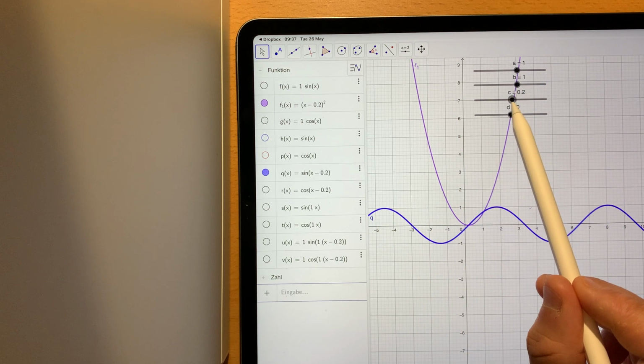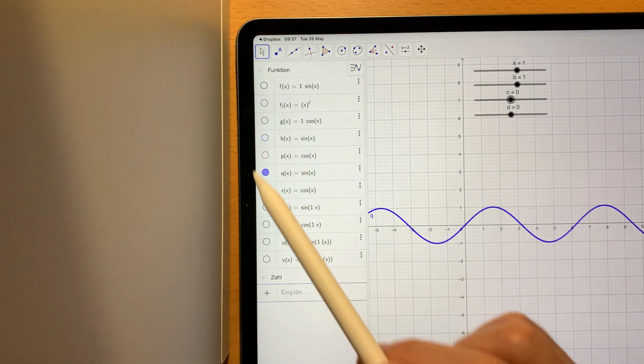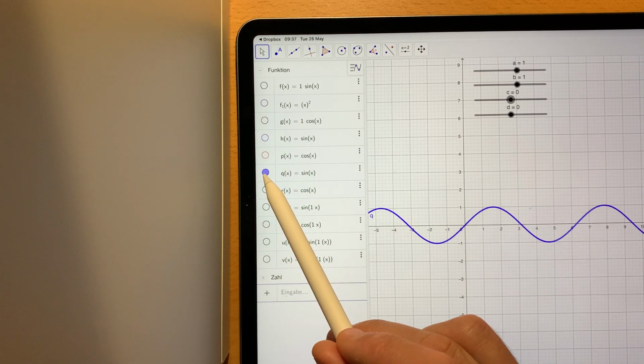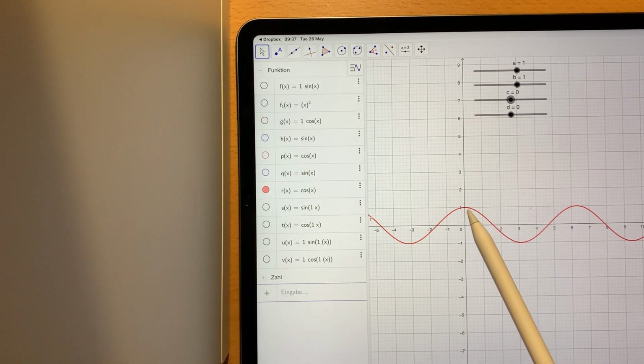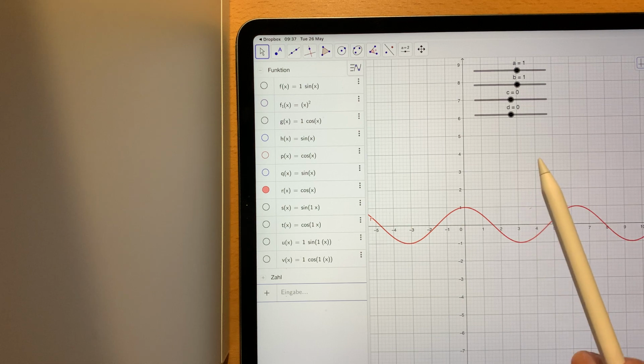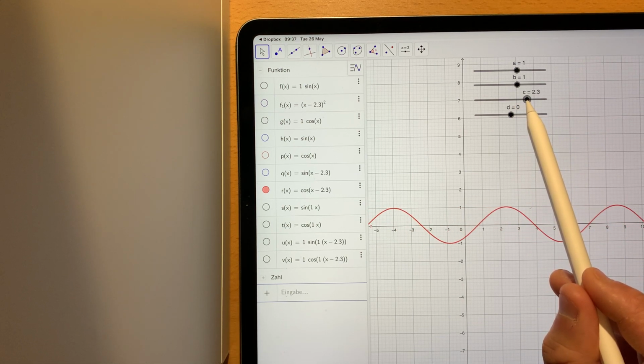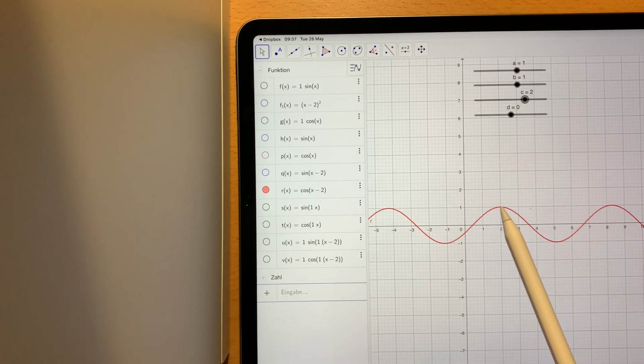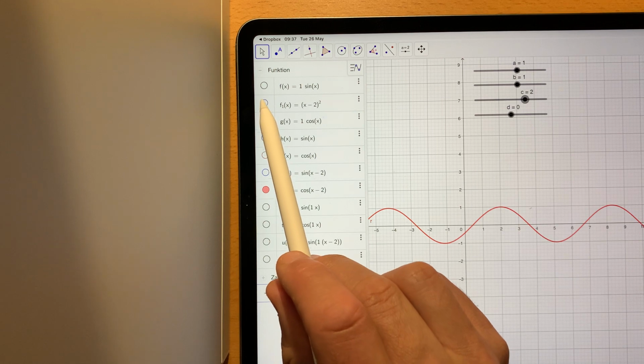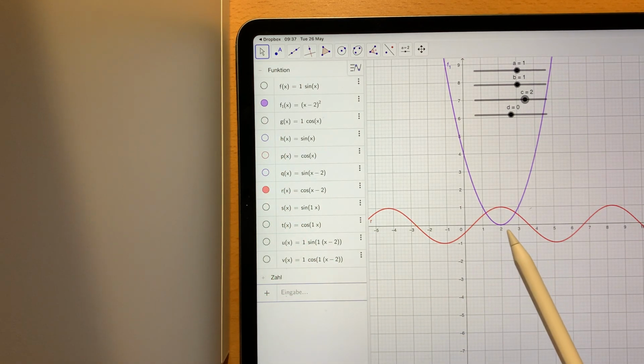Let's go back to 0 and switch this off for the moment. Do it with the cosine. Look, cosine starts here at 0, 1 if you want to. This is 1 period length. Now, as you go to 2, this will go to 2. Well, if you want to have a look at your parabola, look, this starting point goes to 2.